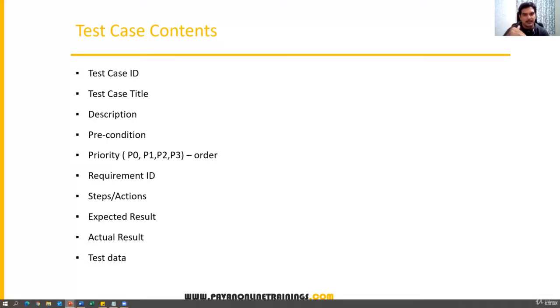What are the different steps we have to perform? And those we have to specify. And what is the expected result? After performing the steps or actions, what is our expected result? So that is also we have to specify as part of the test case.